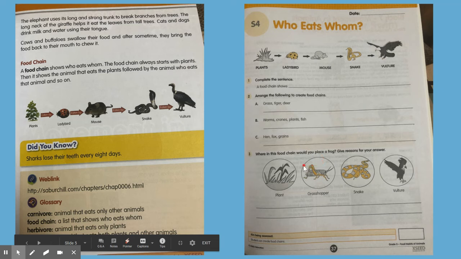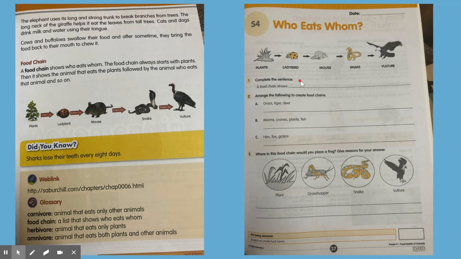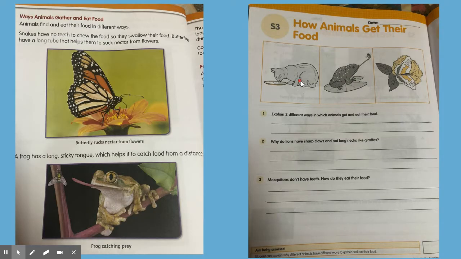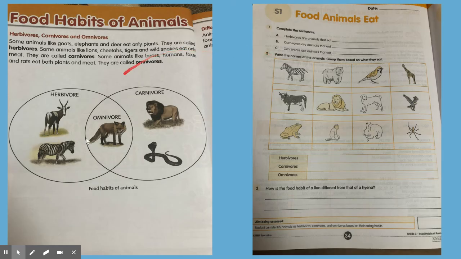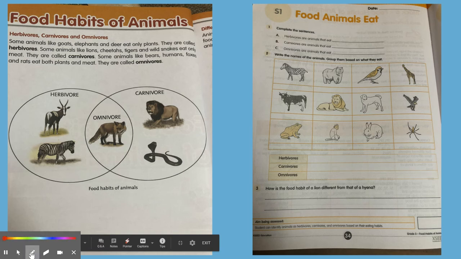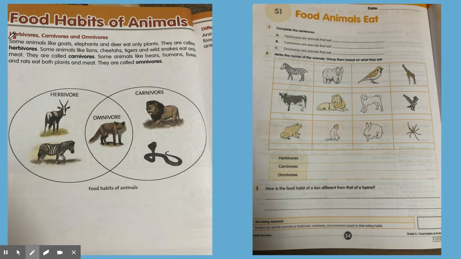So we have learned all the topics, and we have almost covered everything that is present in your workbook. Now we will mark all the important words that we have to learn in this lesson. The first word that we have is herbivores. Next, carnivores and omnivores.